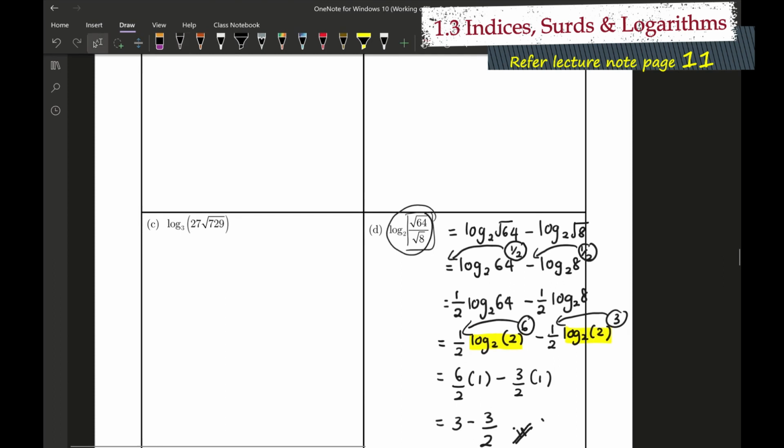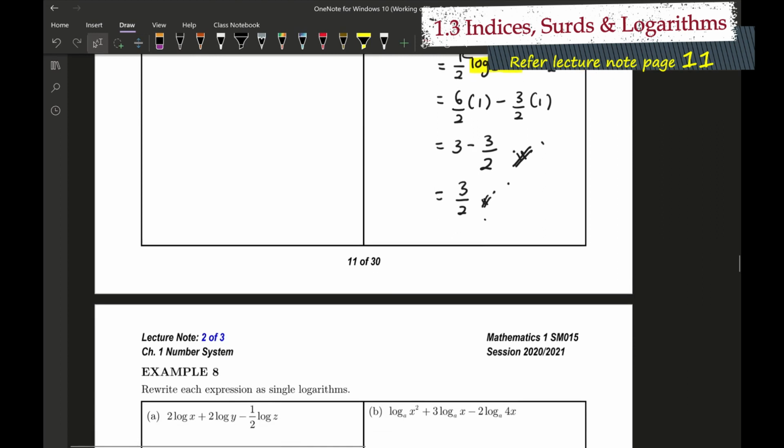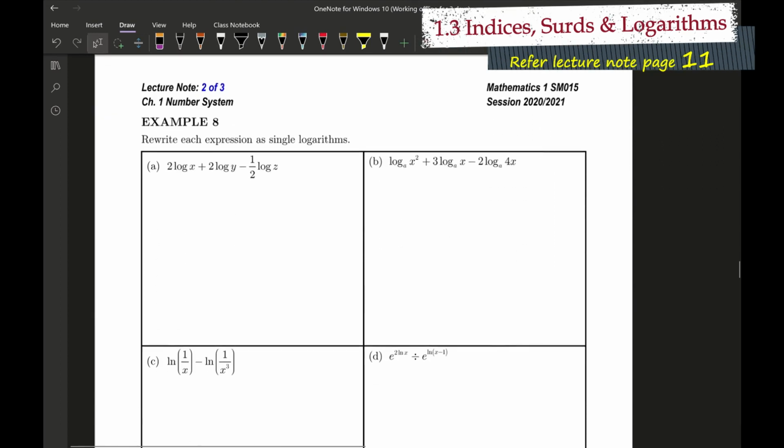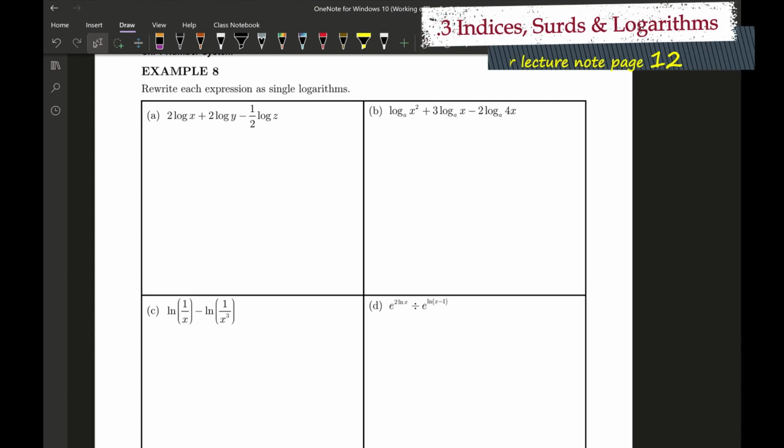Okay, so we go to example 8. Can we go to example 8, class? Okay, example 8. For example 8, you need to rewrite each expression as a single log. Meaning now it's 3 different logs, so you need to make it just 1. How? By using the 3 laws of log.